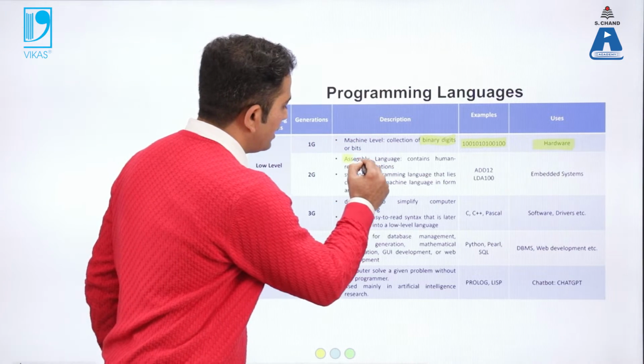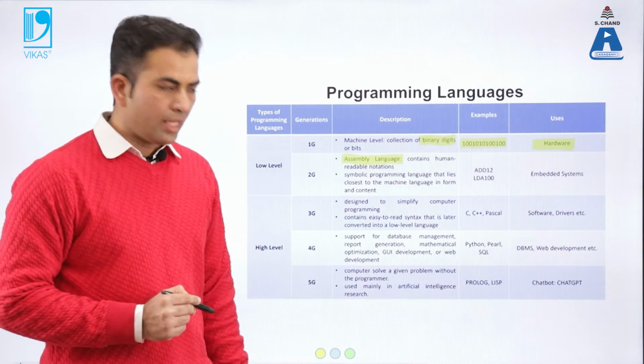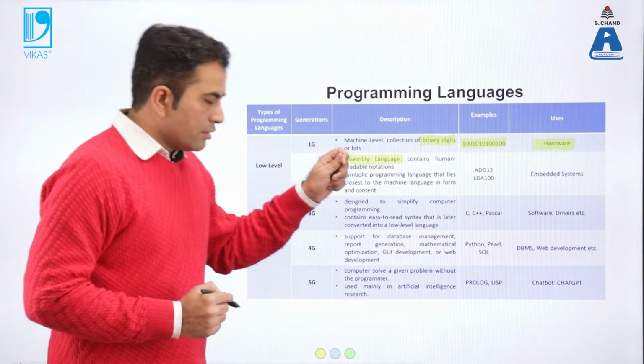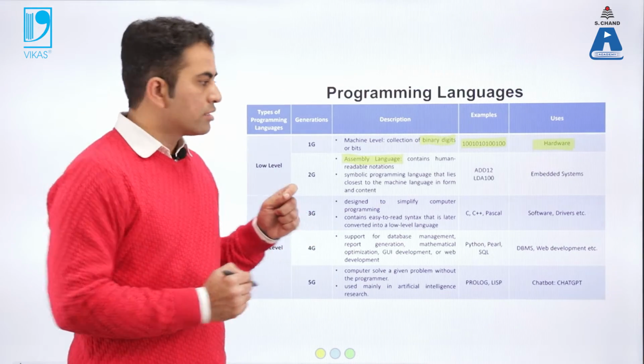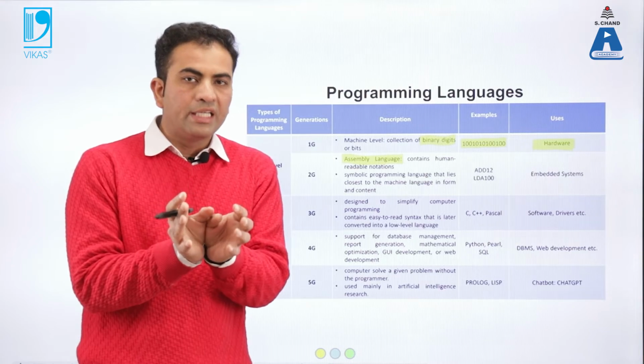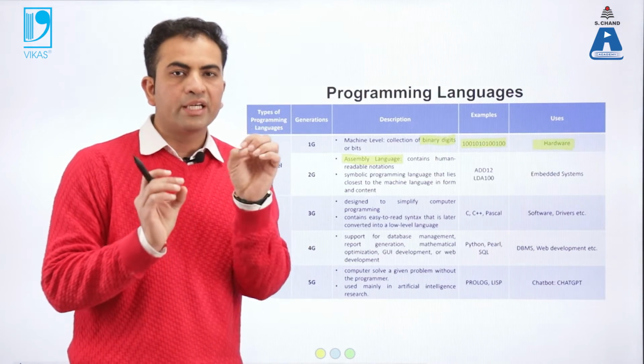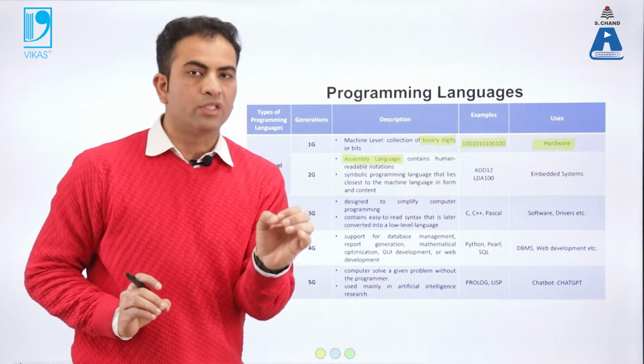Second is assembly language. This is called the second generation programming language. This programming language is a human readable notation in which a human can easily understand the meaning. We write some mnemonics, or we can say these mnemonics are just like keywords.